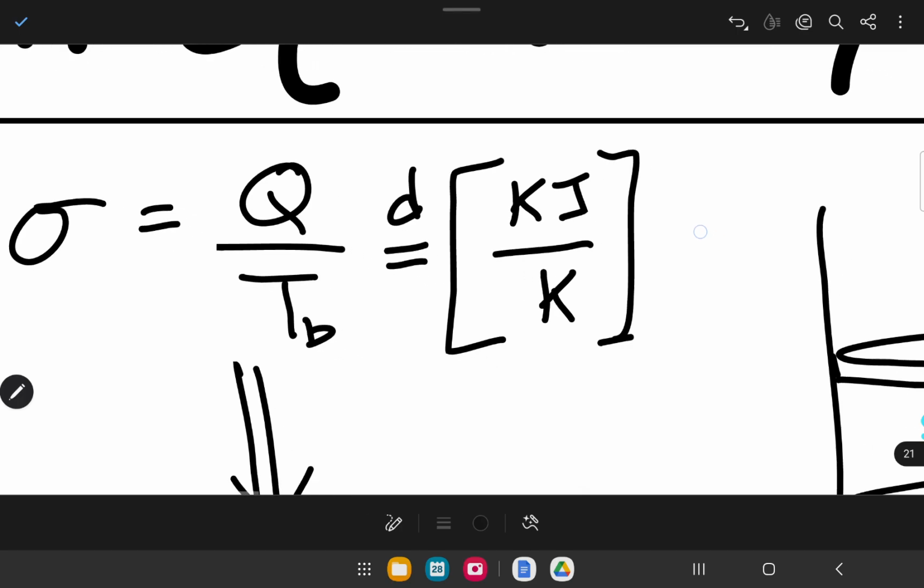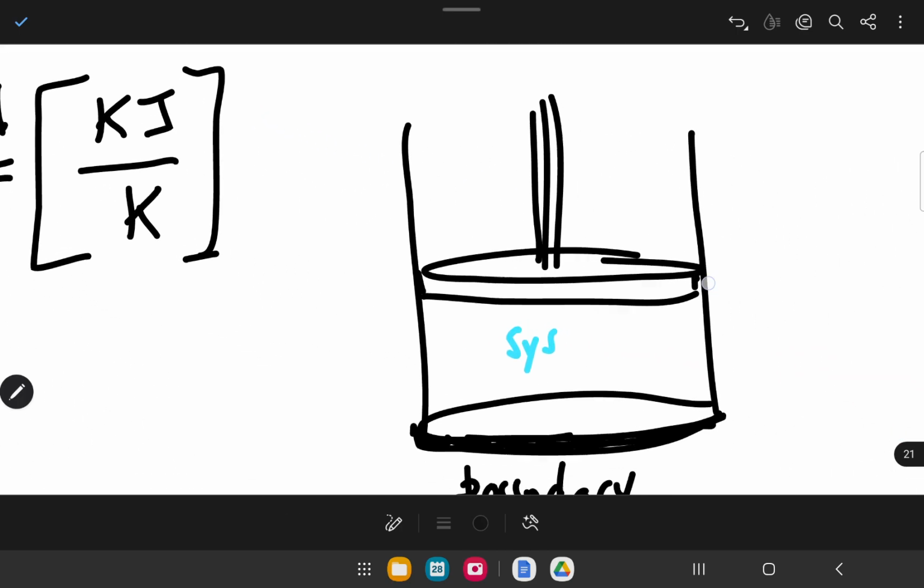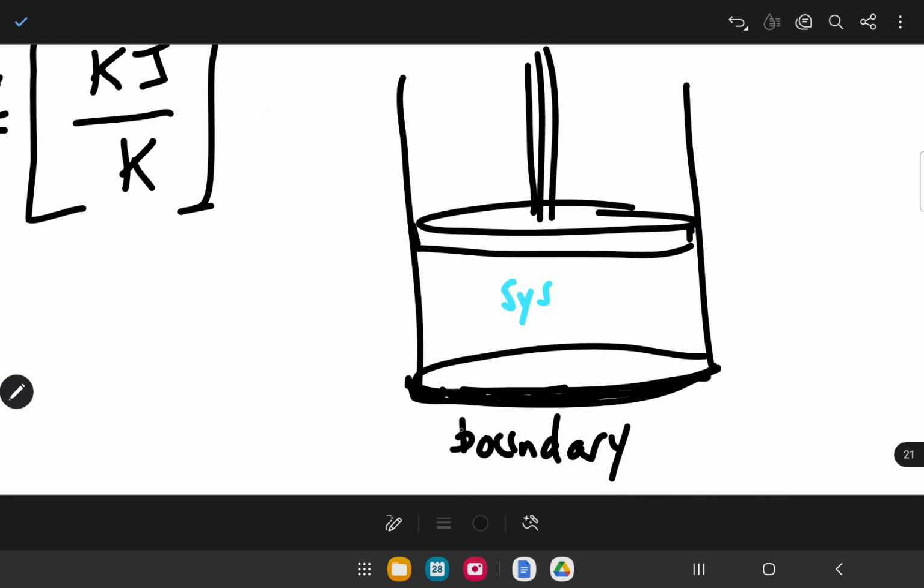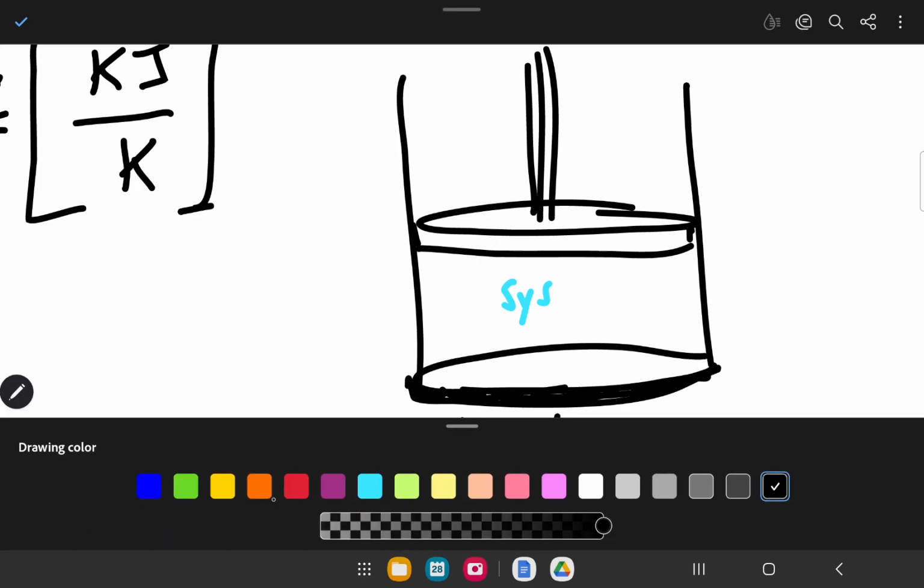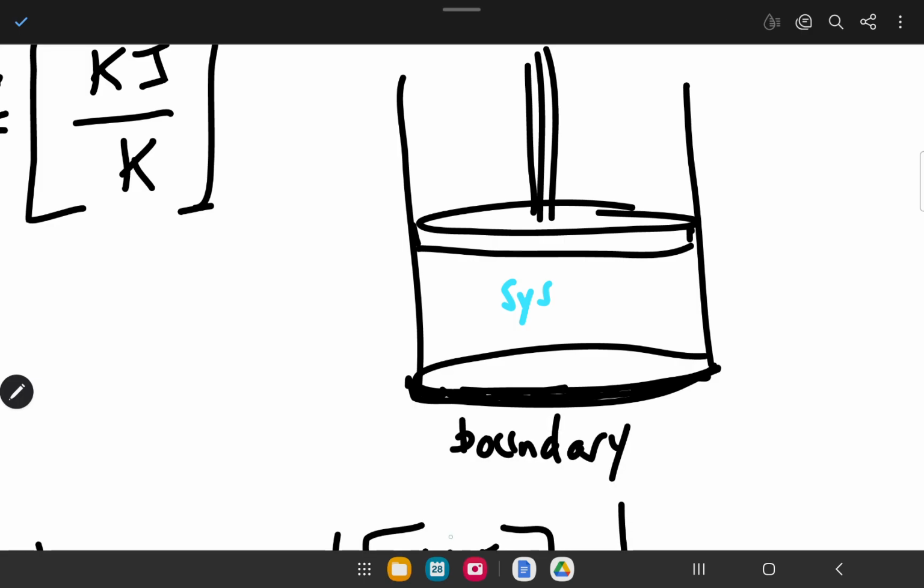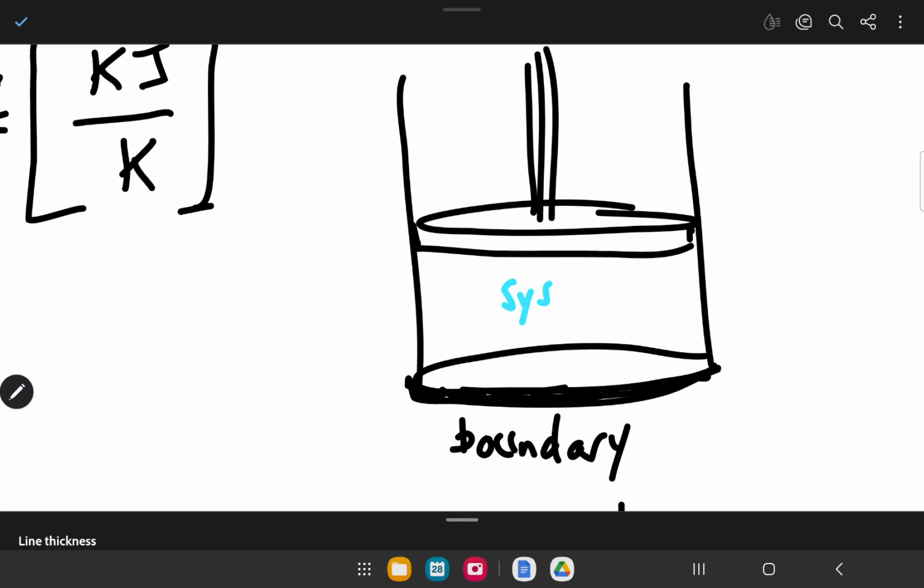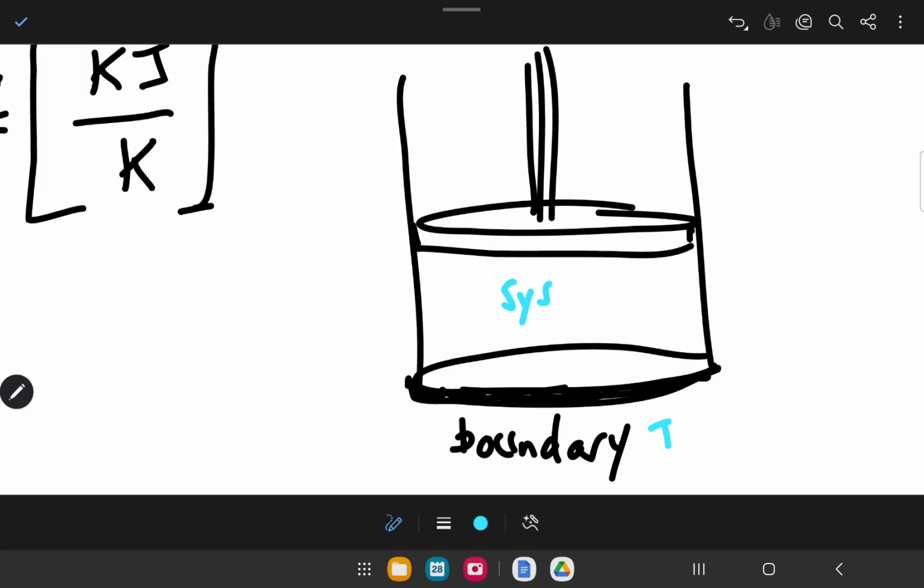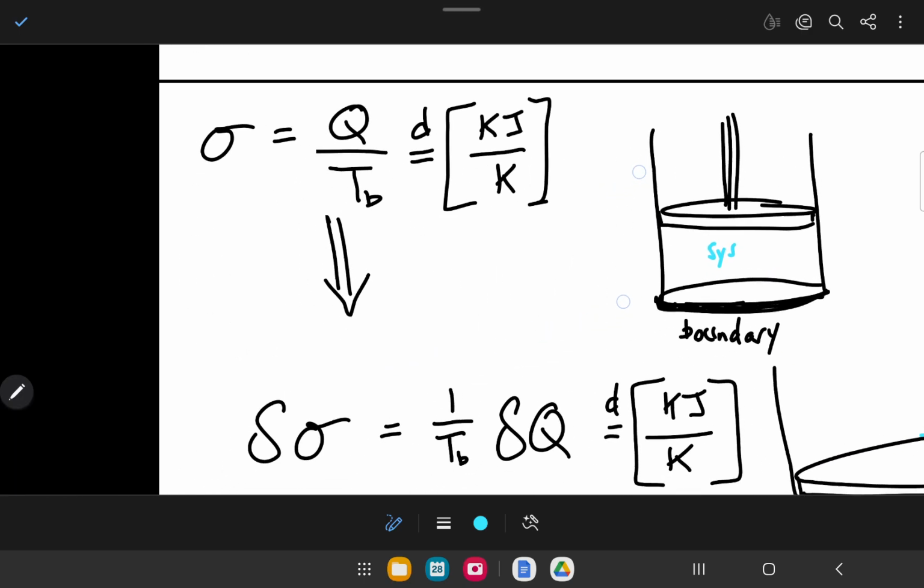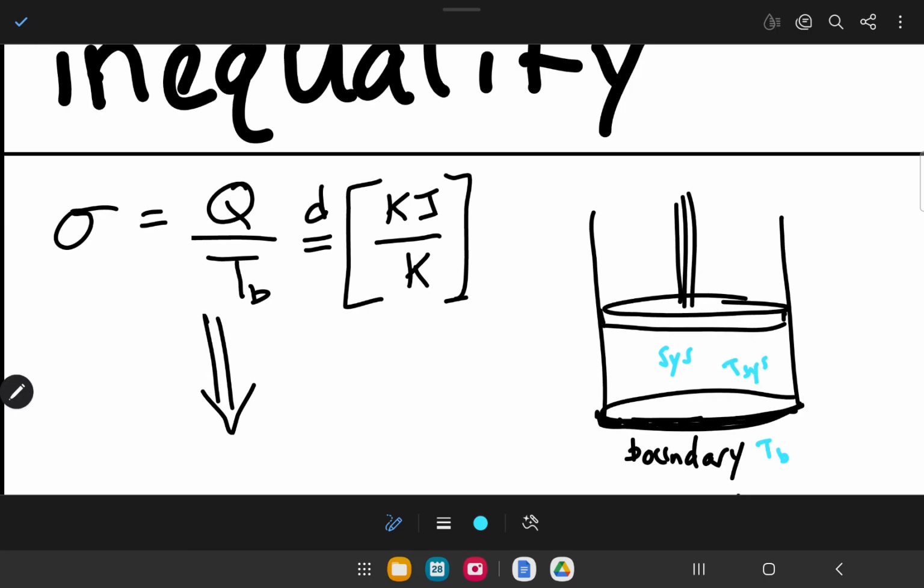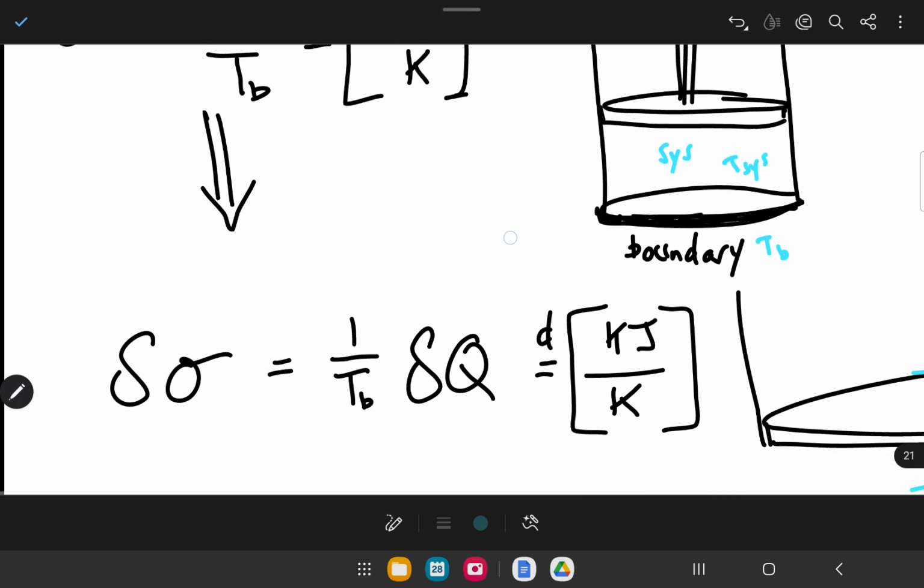And when we're talking about that, imagine we're just looking at some system. We have a boundary, and that boundary has a temperature out here, T_B, and there's also going to be some temperature inside, T_system. And if we want to look at that system, we can look at it in a differential element.